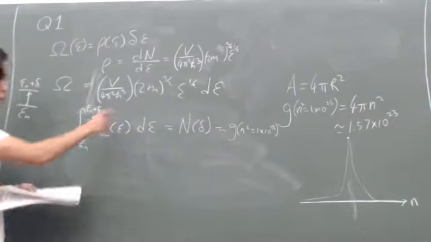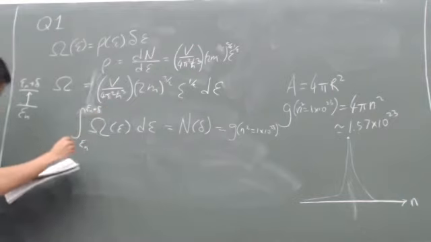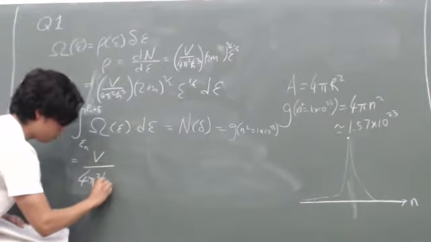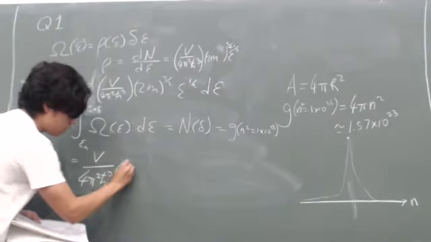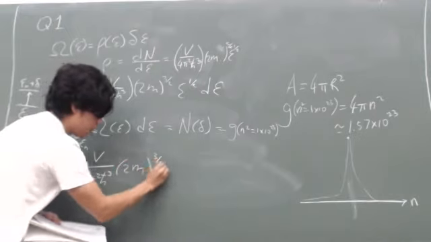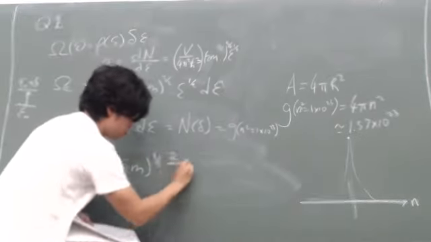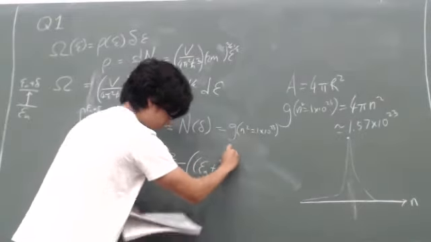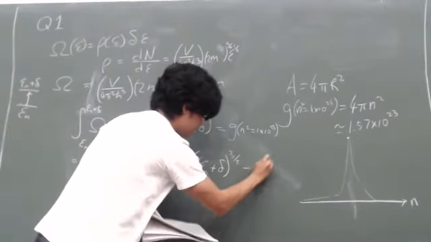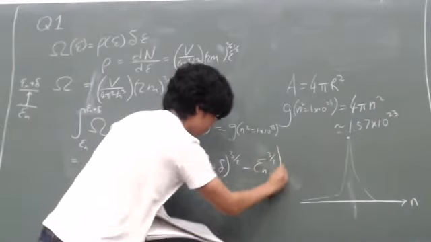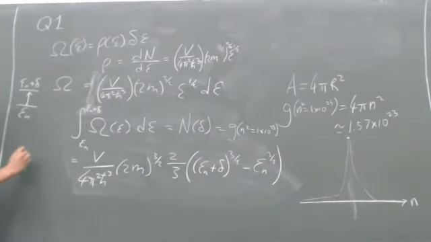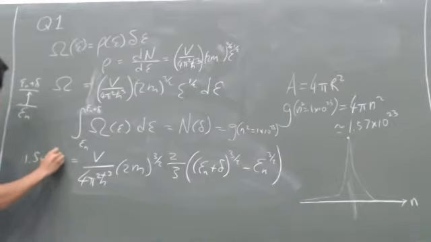Yeah, so in this case, you just integrate this expression, then you get something like V on 4 pi squared h bar cubed, 2m to the 3/2, 2/3 times (epsilon n plus delta) to the power of 3/2 minus epsilon n to the power of 3/2. And this whole expression equals 1.5 times 10 to the plus 23.